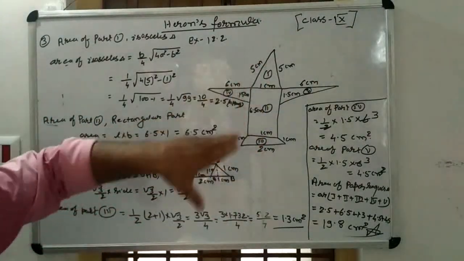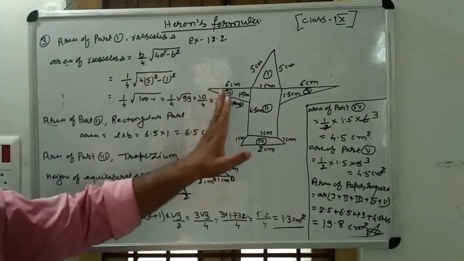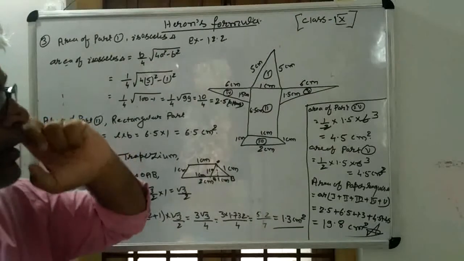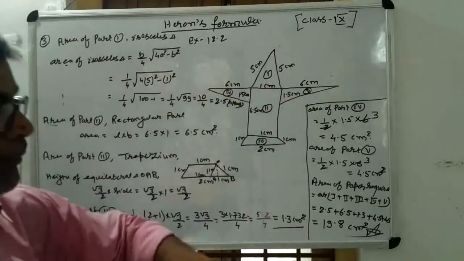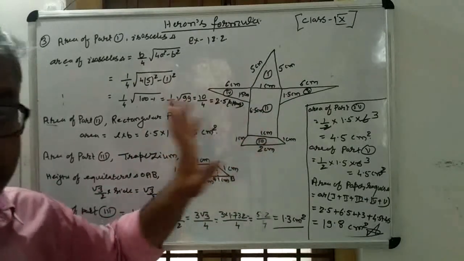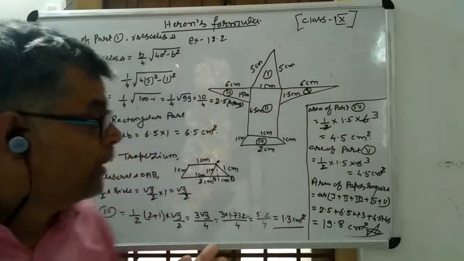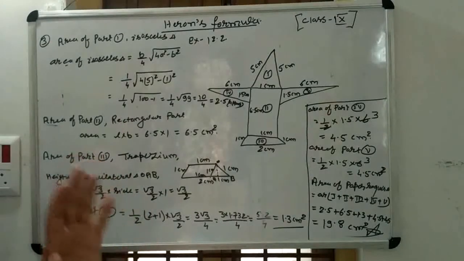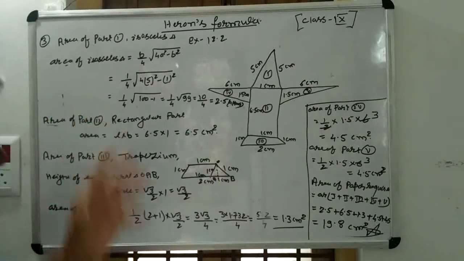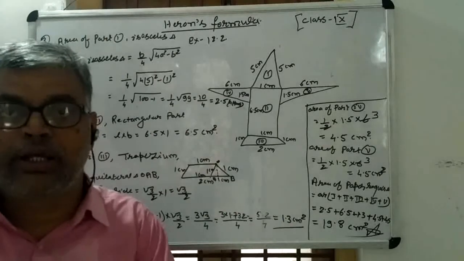First we have divided the whole aeroplane into 5 parts. This is part 1, this is part 2, this is part 3, this is part 4, this is part 5. Part 1 is an isosceles triangle, part 2 is a rectangle, part 3 is a trapezium, part 4 and part 5 are right triangles. So we have calculated the area separately for each part, and after that we add them all together to get the area of the paper required to make the aeroplane.